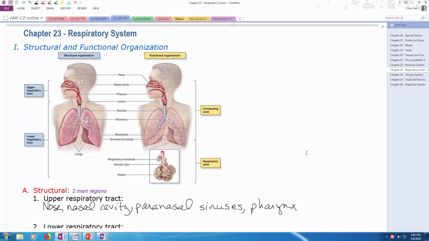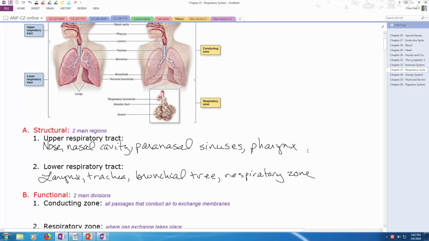So respiratory system. We have a structural and functional organization to our respiratory system. Structurally, we have the upper respiratory tract where we get upper respiratory infections, and then we have the lower respiratory tract where we get lower respiratory infections. The upper respiratory tract is considered the nose, the nasal cavity, the paranasal sinuses, and your pharynx. The lower respiratory tract is then everything below that. So that's the larynx, the trachea, the bronchial tree.